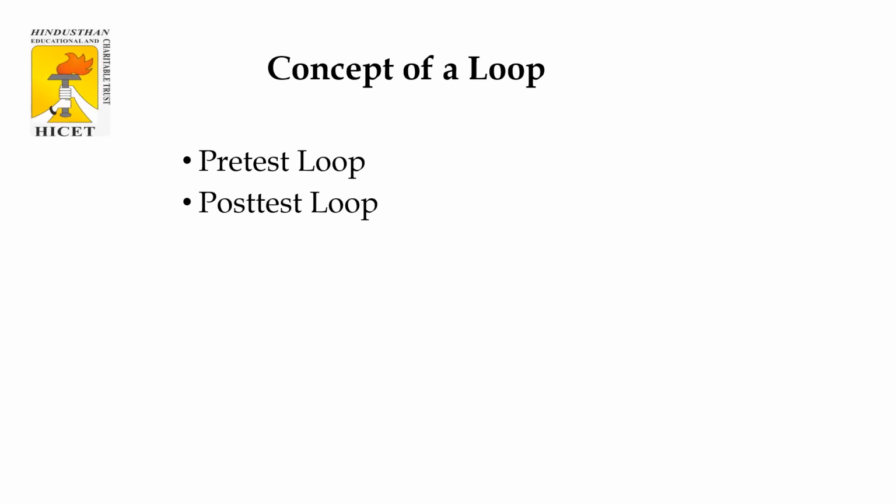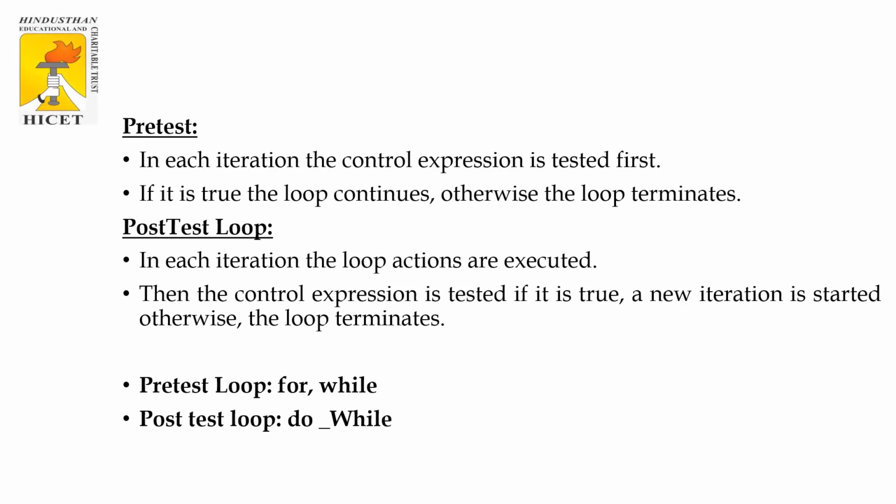The loop has two types. The first one is the pre-test loop and the second is the post-test loop. First, the pre-test loop. What does pre-test loop mean? First, the control expression is tested. If it is satisfied, it will execute the body of the statement. Otherwise, it leaves the loop. Post-test loop means first the body of the loop is executed, then the control expression is tested. For example, the pre-test loops are the for loop and while loop, and the post-test loop is the do while loop.